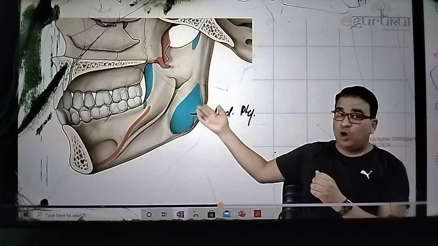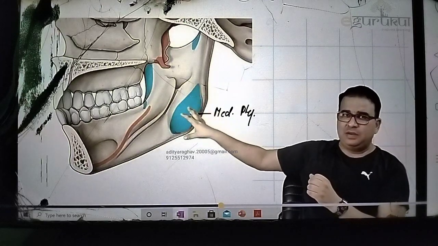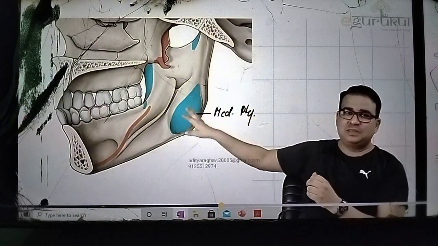So medial pterygoid is inserted where? On the medial surface of the angle of mandible. Slightly to the ramus also, slightly to the body also, but mainly on the angle of mandible. Masseter was outside, this muscle is inside.